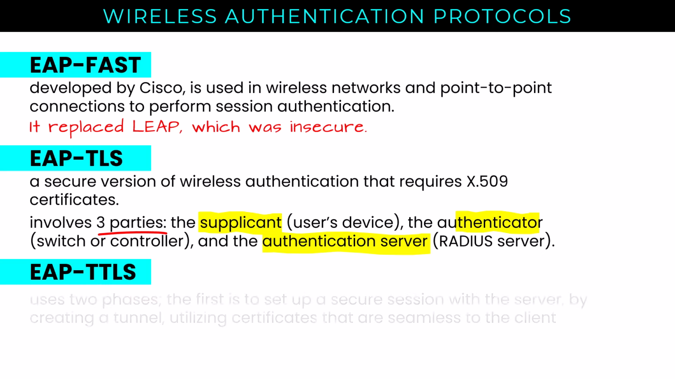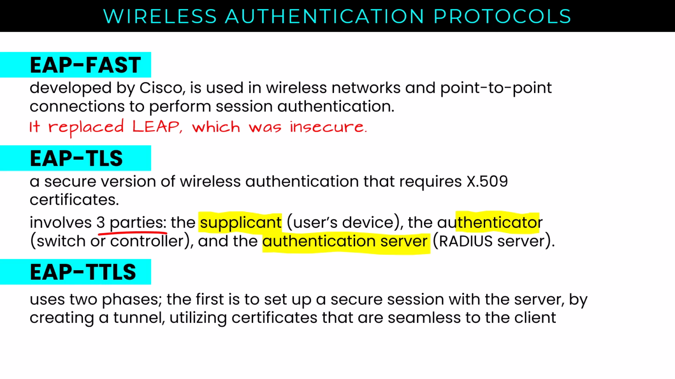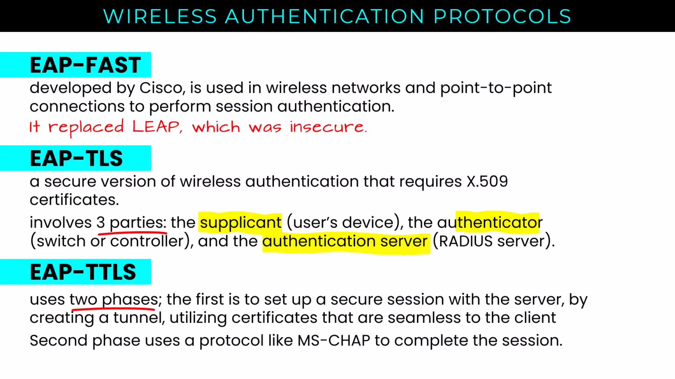There's a third variant, EAP-TTLS, which uses 2 phases. The first sets up a secure session with the server, creating a tunnel using certificates that are seamless to the client. The second phase uses a protocol like MS-CHAP, that's Challenge Handshake Authentication Protocol, to complete the session. This was really designed to connect older legacy systems. All of these show up in various study guides. Where I would focus for the exam if I were you is 802.1X, which we talked about a moment ago, which relies on EAP to deliver port-based network access control.